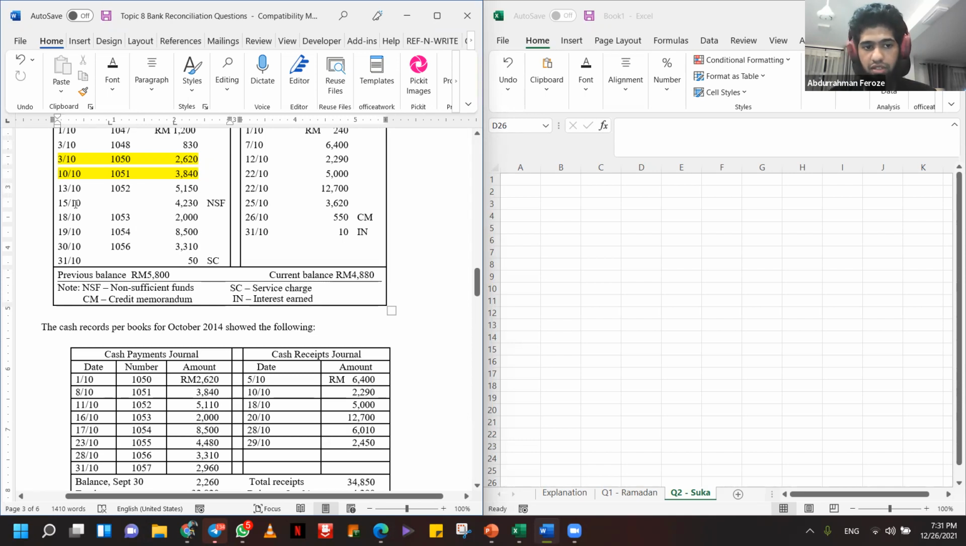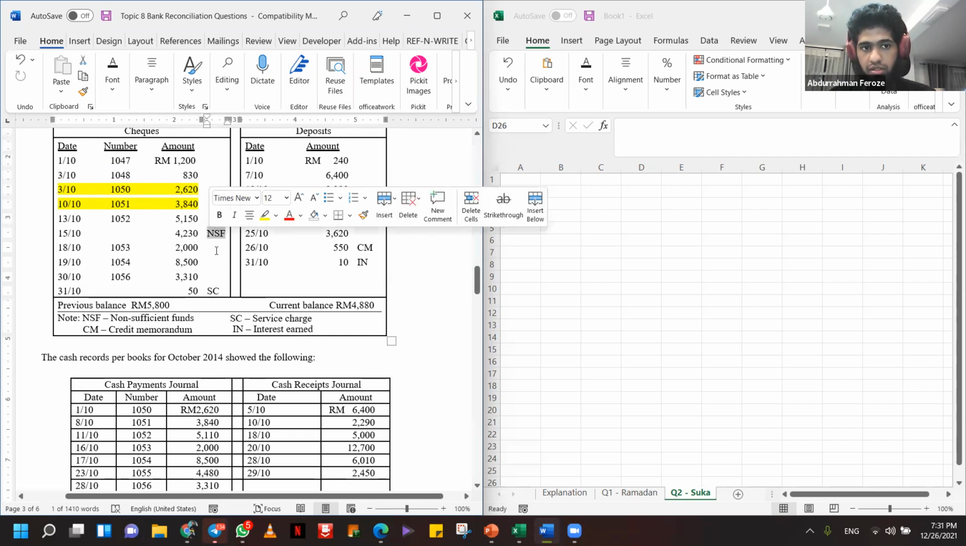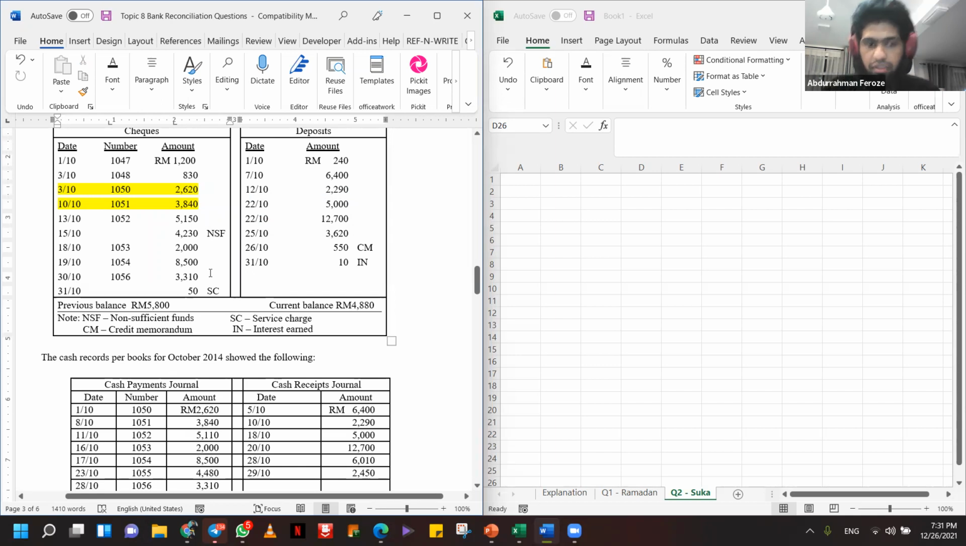And then on the 15th, we have a check of 4,230, right? But this has not been paid due to non-sufficient funds. NSF means non-sufficient funds, right? Okay. So we'll have to work on this, right?